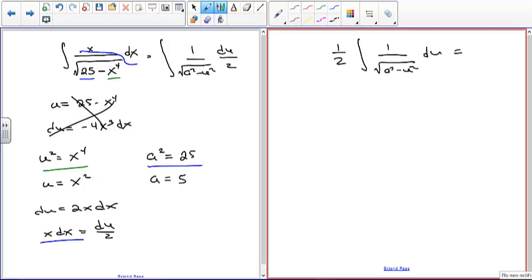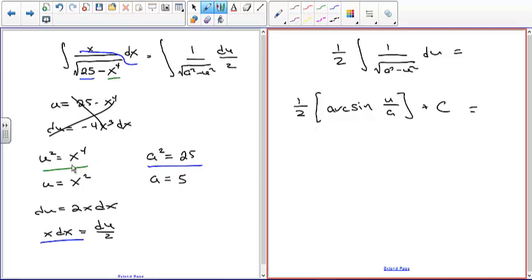And again, the whole purpose of this u substitution is to take the original equation, which we don't have a formula for in the book, and to convert it into something exactly equal to what's in the book, which I have now done. If you look in the book, you'll see that the integral of 1 over the square root of a squared minus u squared du is equal to the arc sine of u over a. So now I can use my formula to then do the integration. So I'll get 1/2 times the arc sine of u over a plus c.